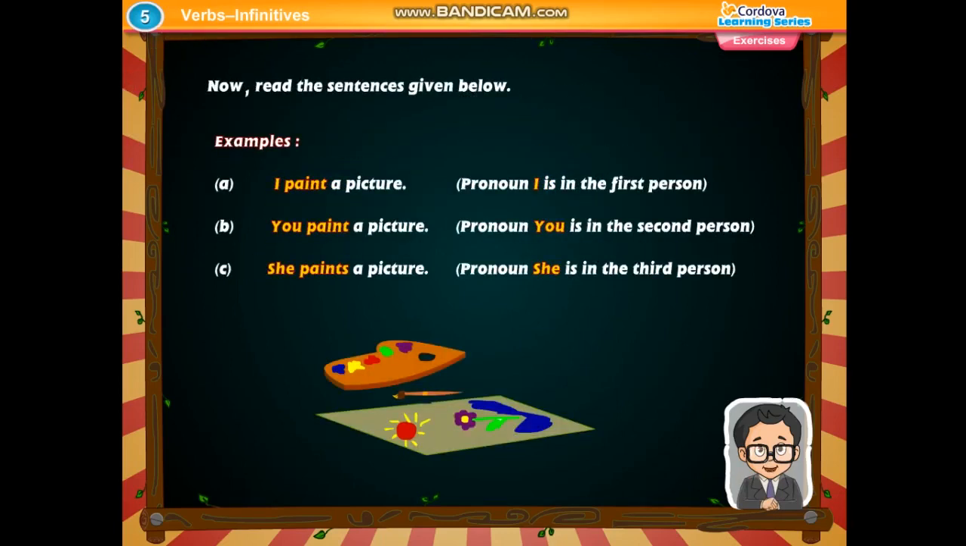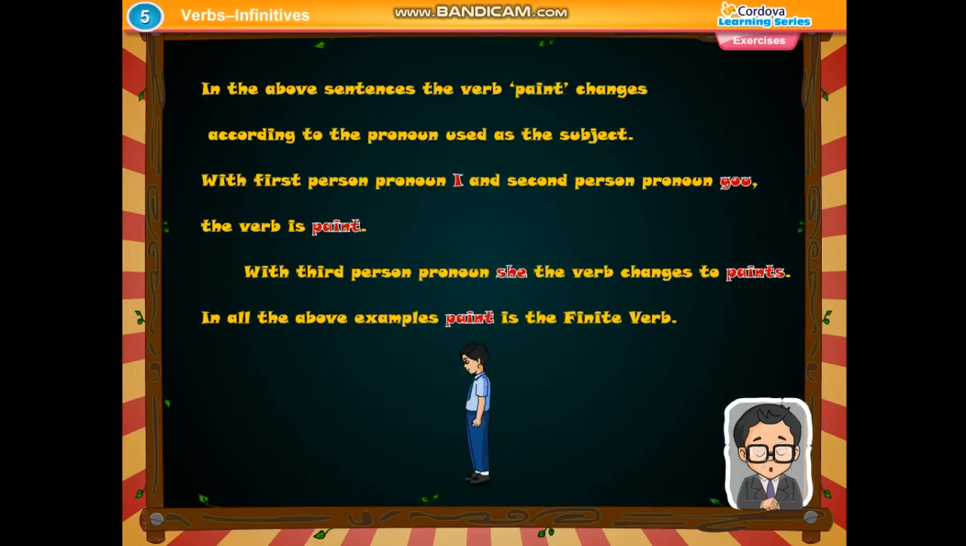Now, read the sentences given below. Examples: I paint a picture. Pronoun I is in the first person. You paint a picture. Pronoun you is in the second person. She paints a picture. Pronoun she is in the third person. In the above sentences, the verb paint changes according to the pronoun used as the subject. With first person pronoun I and second person pronoun you, the verb is paint. With third person pronoun she, the verb changes to paints. In all the above examples, paint is the finite verb.